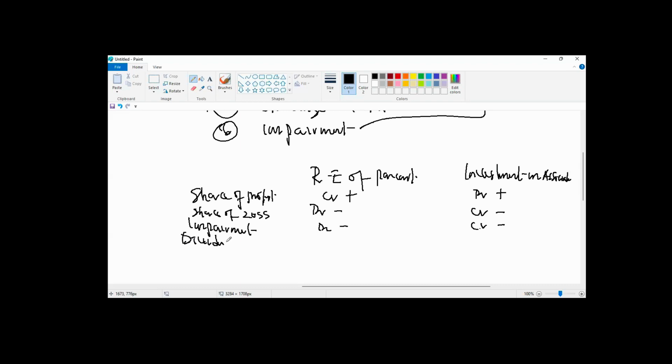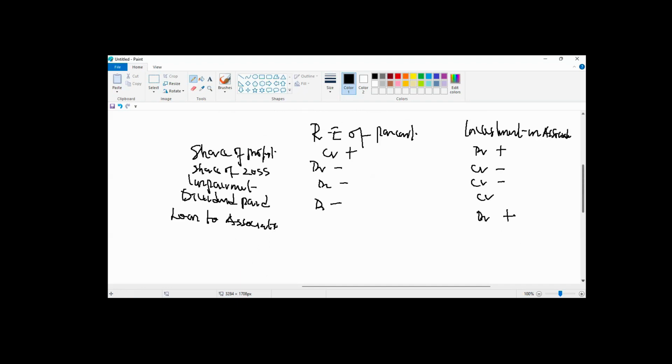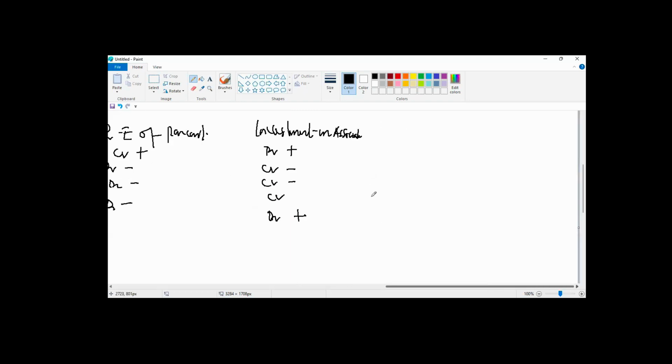Dividend paid. You cannot collect dividend as a collection of profits. What is my own duty? Debit and credit. Loan to associates: I will add to investment in associates. The second leg will not come to retained earnings. The second leg will go to the second leg of this, loan investment, credits.